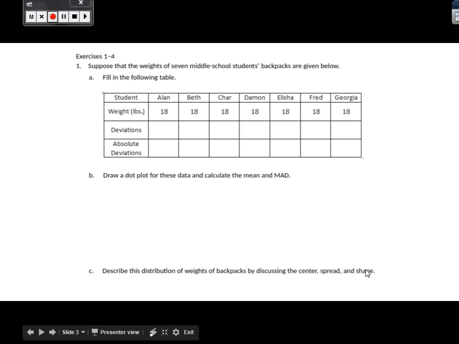So now we're going to work on some exercises. I would like you to complete exercise 1 now. Suppose that the weights of 7 middle school students' backpacks are given below. Fill in the following table. Part B. Draw a dot plot for these data and calculate the mean and MAD. Part C. Describe this distribution of weights of backpacks by discussing the center, spread, and shape.